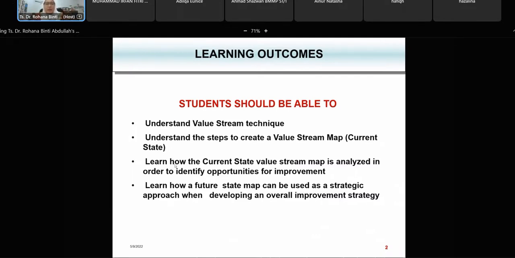Alright? Okay. Next is to learn how the current state value stream map is analyzed in order to identify opportunities for improvement, like what I mentioned earlier. And learn how a future state map can be used as a strategic approach when developing an overall improvement strategy. So the keyword here is improvement. See? We want to use it to make improvements. So we use the value stream map to identify improvement strategy. That is the key here.